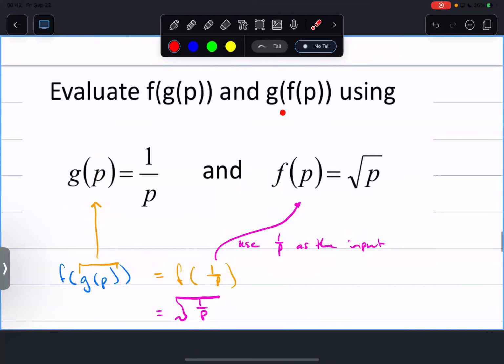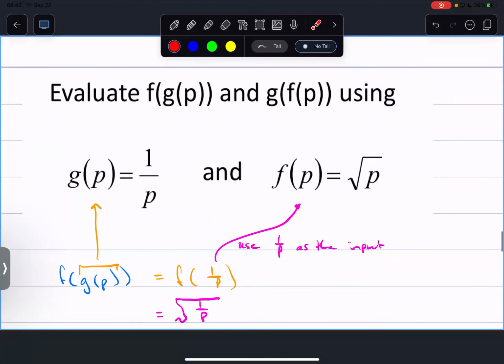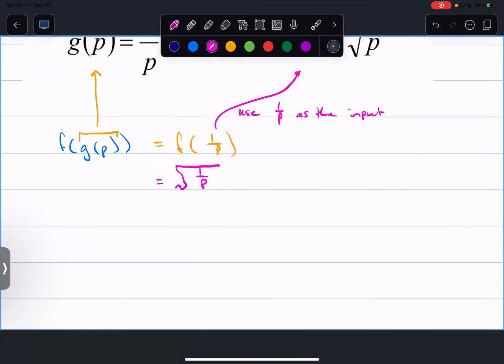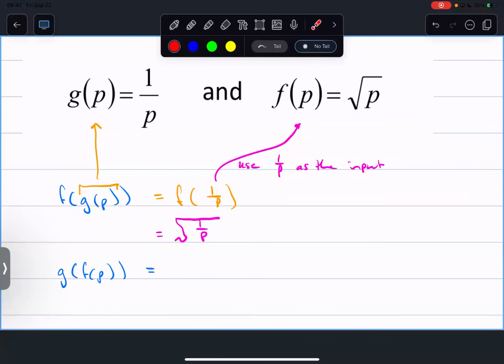What about g of f of p? So now I'm taking f and putting it into g. All right. Earlier I was taking g and putting it into f. That's fine. We can work both ways. We're going to get different functions though. G of f of p. All right, g of f of p, starting with f of p, is the root of p, right? So what I want is g of root p. So I want g of the root of p.